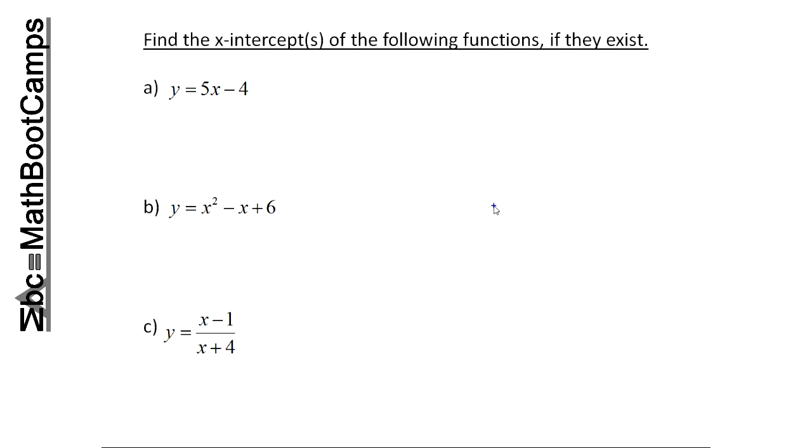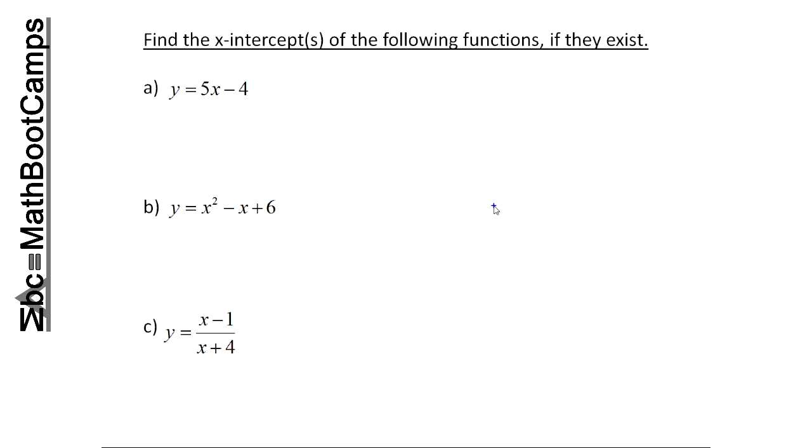Hello, this is Jeremy from Math Bootcamps, and today in this video I'm going to show you how to find the x-intercepts of three different types of functions. The way you find an x-intercept stays the same, always. However, what can change is how it looks when you go to find it, and that all depends on the type of function you're working with.